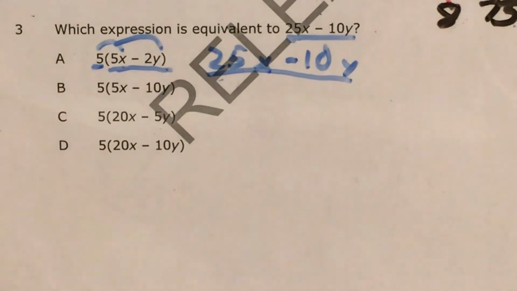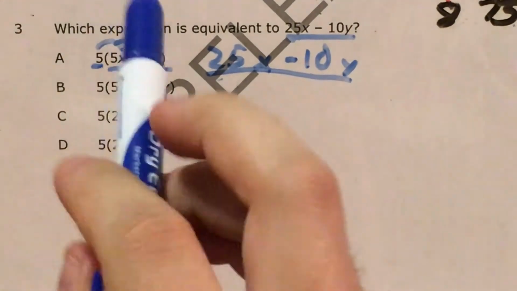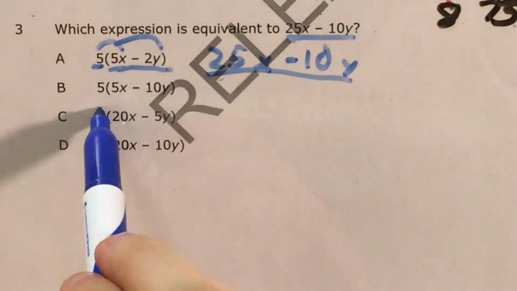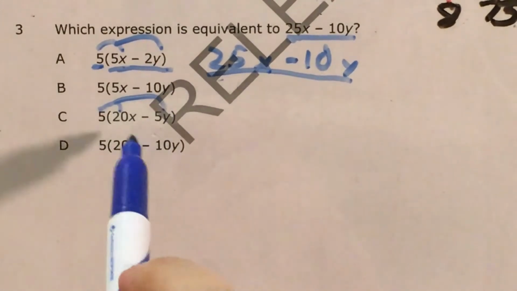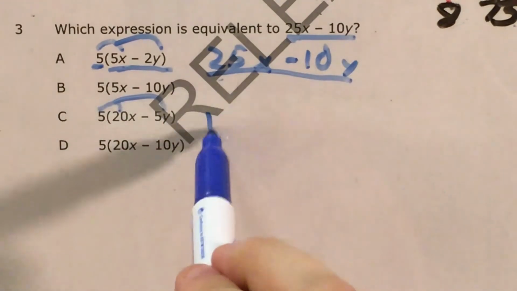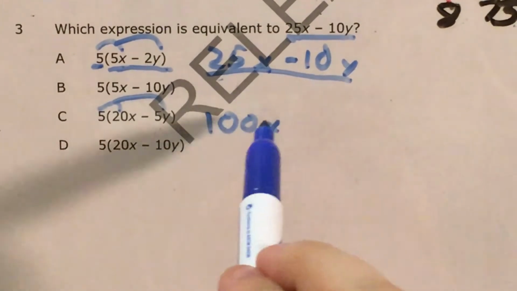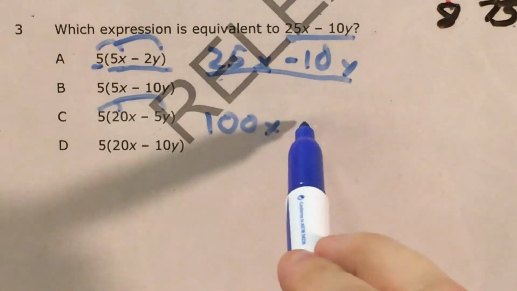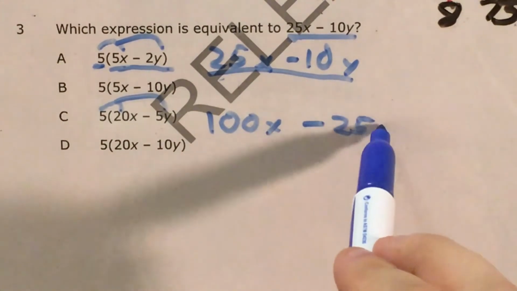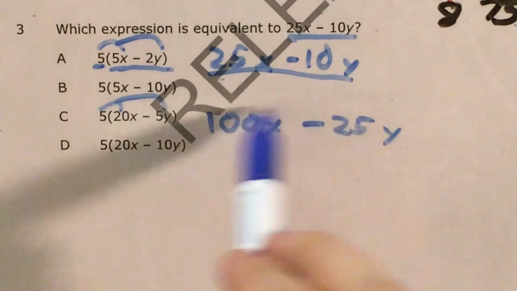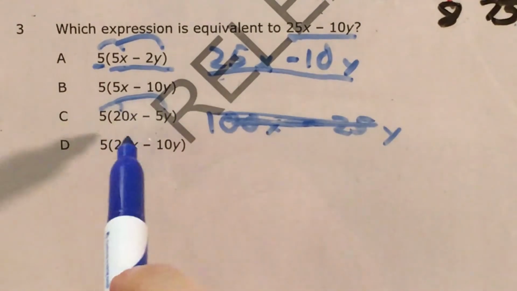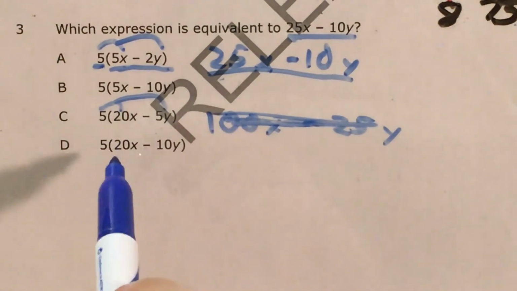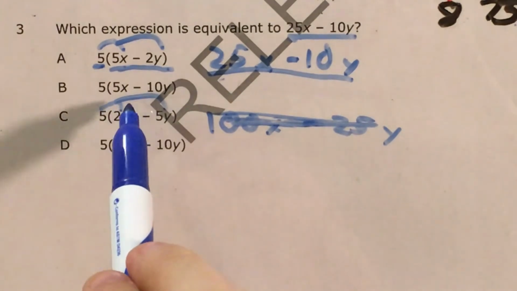In fact, I'll do C, because C is the trick answer. C, if I were to use the distributive property, I would do 5 times 20, which is 100. I keep my x. 5 times negative 5, or 5 times minus 5 would be minus 25. I keep my y. This is clearly not my answer, but what North Carolina is looking for you to do is try this trial and error thing, but then forget how to do the distributive property.